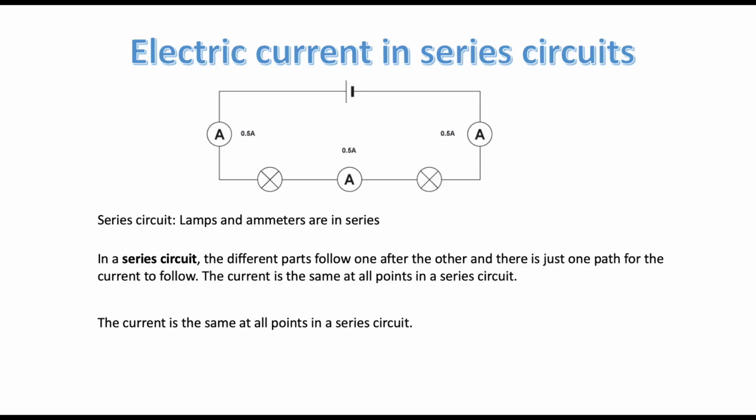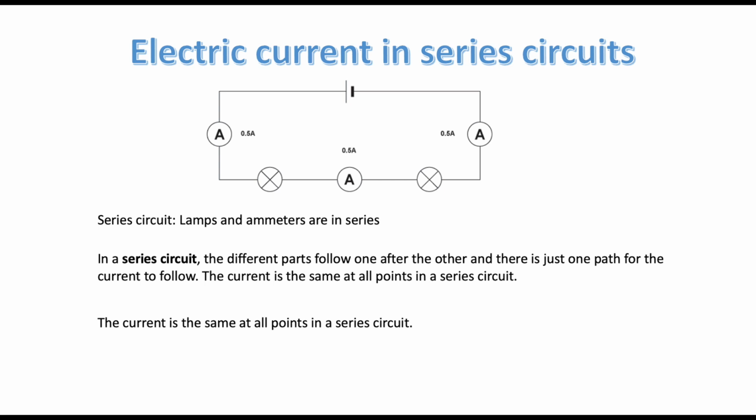Electric current in series circuit. In a series circuit, the different parts follow one after the other and there is just one path for the current to flow. The current is the same at all points in a series circuit.